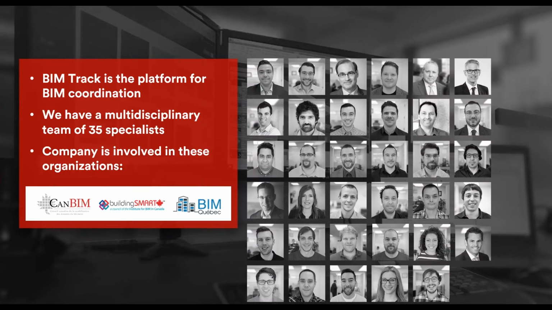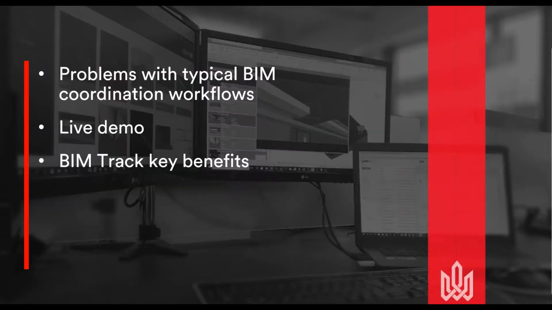So who is BIM Track? Actually, BIM Track is part of the company BIM1. We have two divisions in our company. We have BIM1 with our BIM specialists, and also the second division is BIM Track for our software. So on the same team, we're involving two different groups, such as CanBIM, Building Smart, and BIM Quebec in Canada.